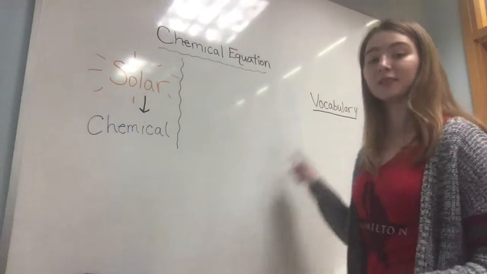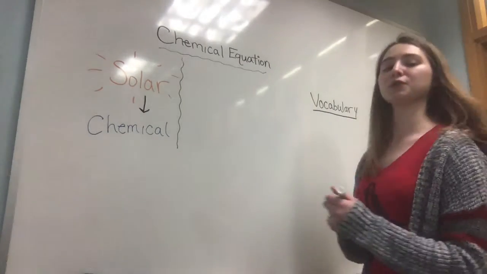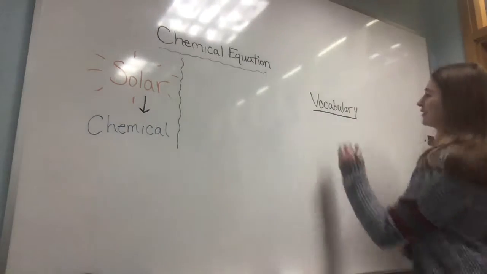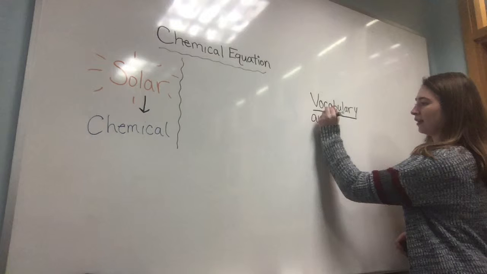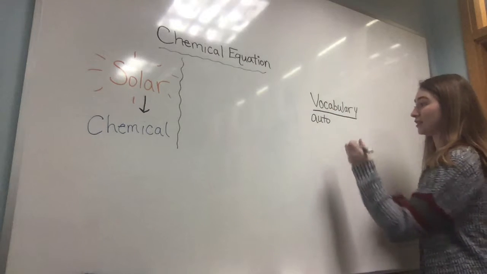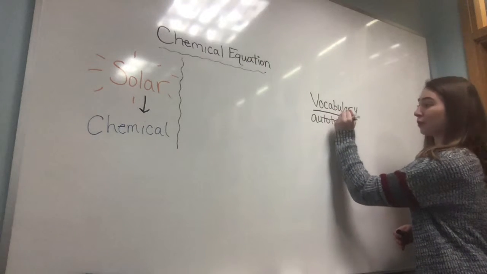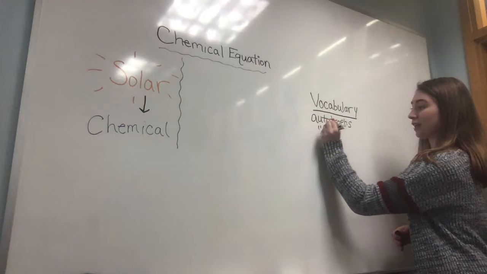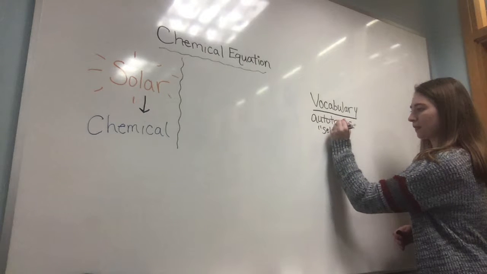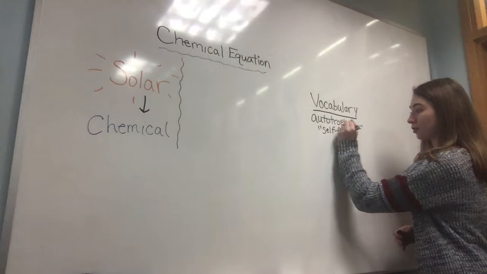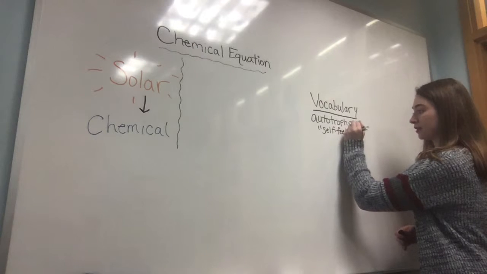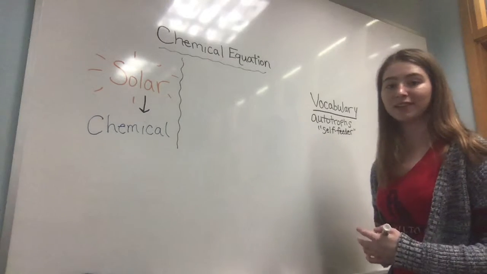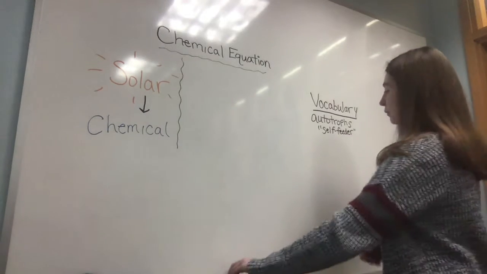We're going to be listing some vocabulary on the side over here. The first one I want to talk about with plants is that they are autotrophs. The definition of this means that it is an organism that can make its own food. So it translates into self-feeder. Plants can do the process of photosynthesis all by themselves, versus if we look at animals or humans, it's a lot more complex than that. But plants are autotrophs.